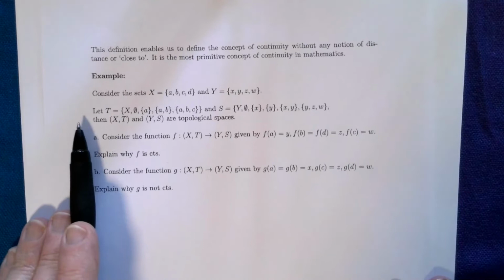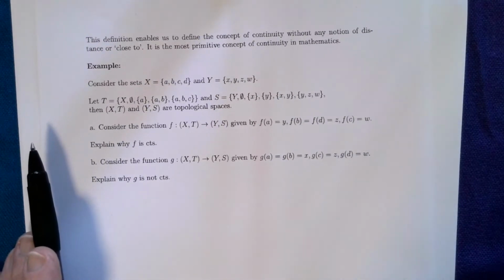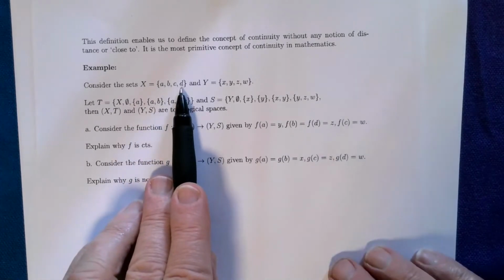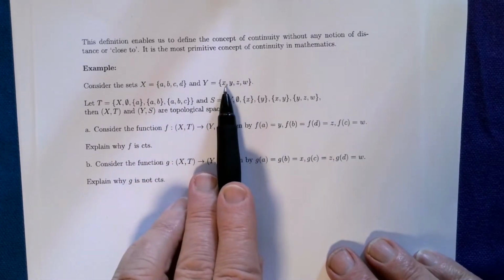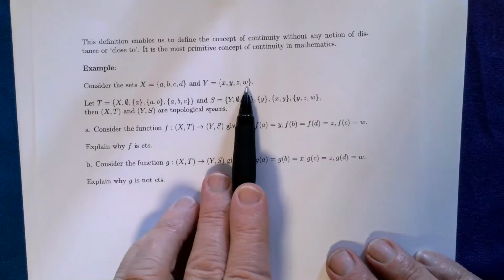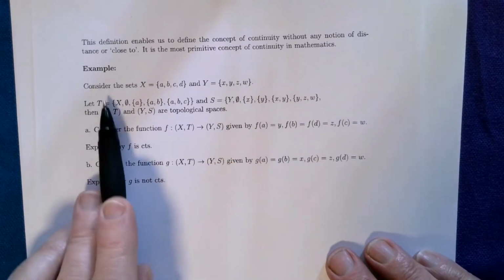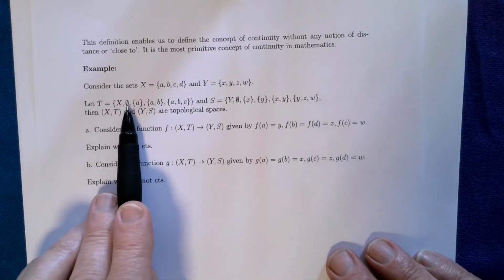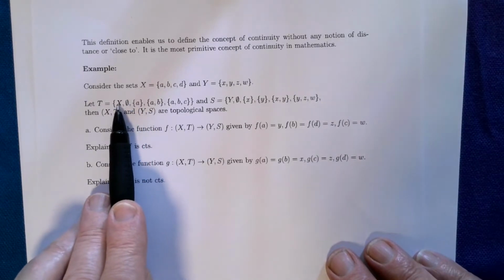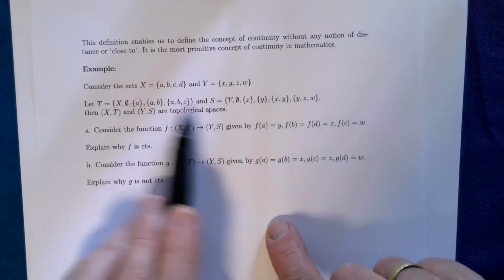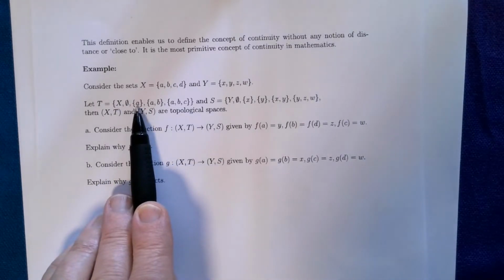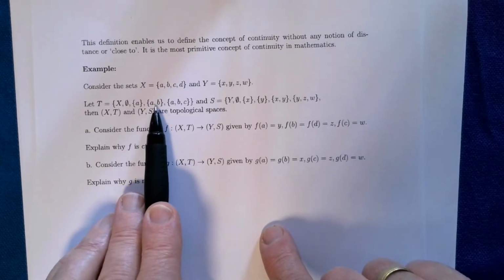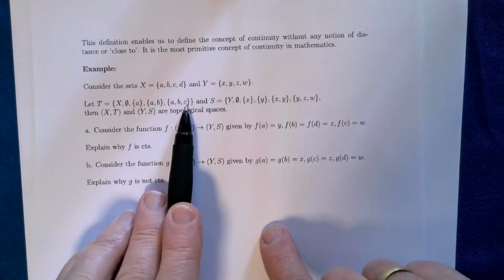So here's an example, and we'll work through this one carefully. Here are my sets. I've got X as {a, b, c, d}, and Y is the set {x, y, z, w}. We're going to take a topology on X, which is going to have the following sets in it. It's got to have the empty set, it's got to have the set X. I'm going to put the set containing a in, the set containing a, b in, and the set containing a, b, c in.